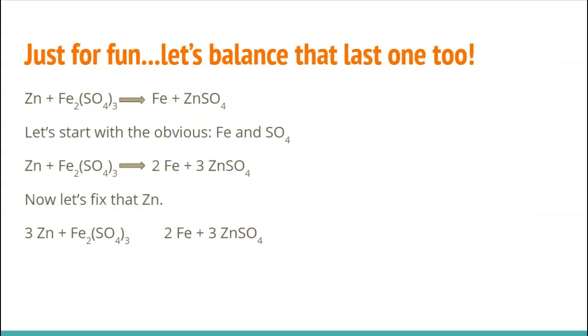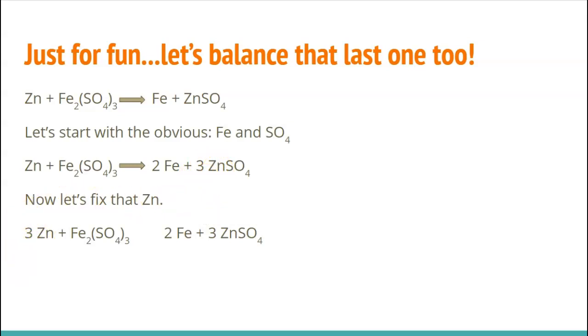And it's always good for balancing practice. If we look, we have 2 irons here and only 1 here, so I can put a 2 there. So that's where that 2 comes from. And then notice I have this little 3 after SO4, which means I have 3 SO4 clusters. So the way to fix that is I have to put a big coefficient of 3 in front of my Zn and SO4, but that also now gives me 3 zincs too, so I have to put a 3 right here, and now it's balanced.